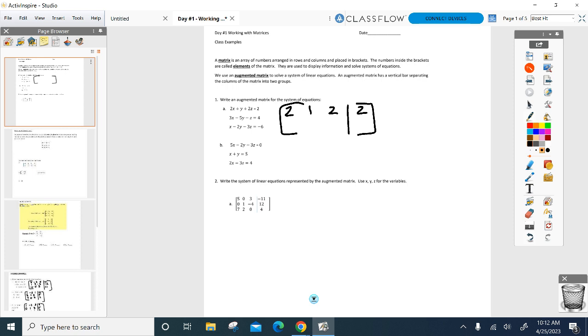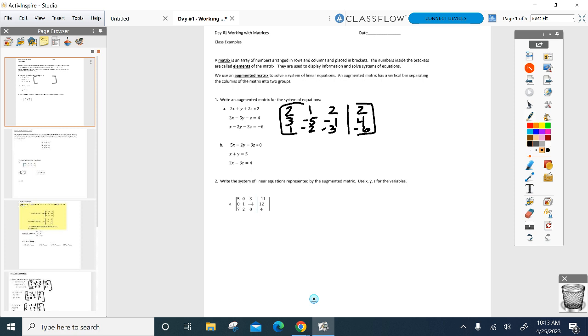All right, keep grinding. Next one, same matrix. Now this is going to be row 2. 3, -5, -1, and then on the other side, 4. And then you're probably picking up what row 3 is going to look like. 1, -2, -3, and -6. And some of you may be thinking, how in the world would you solve for x, y, and z with that thing there? Well, we'll get to it later on in the unit. I just want you to design them now.